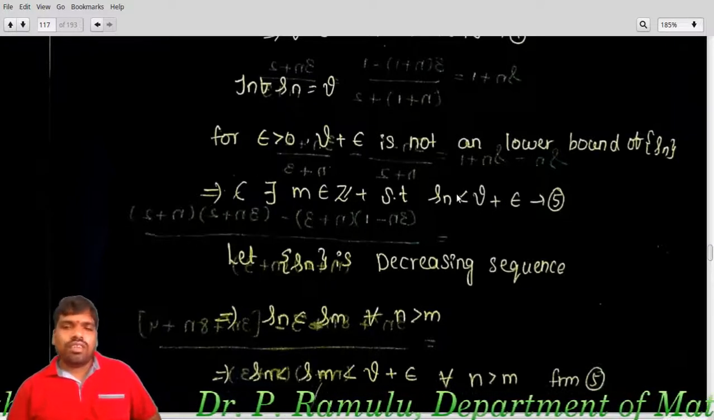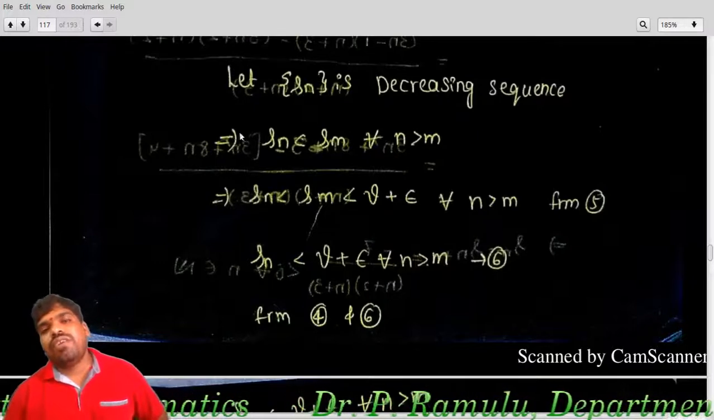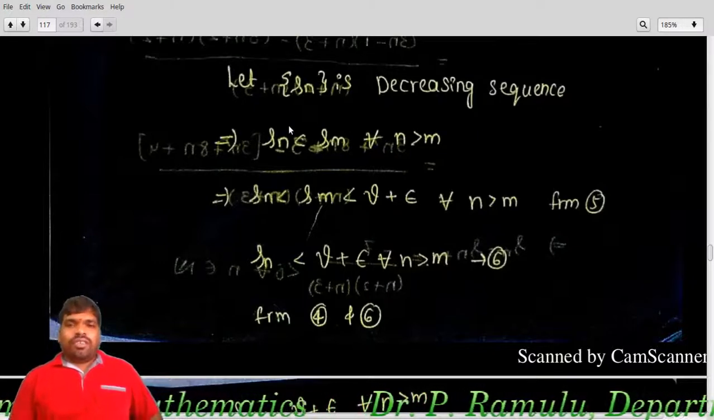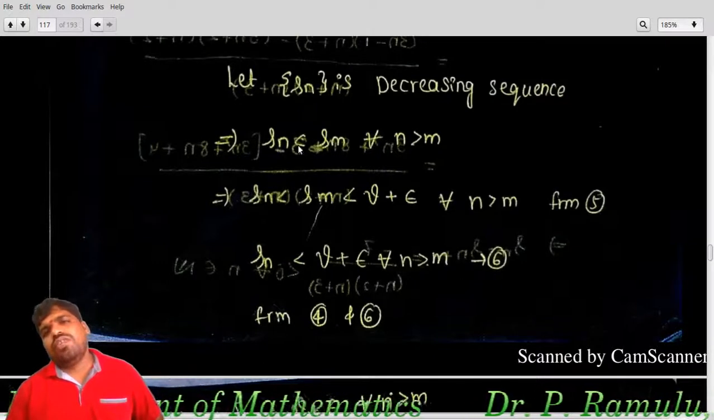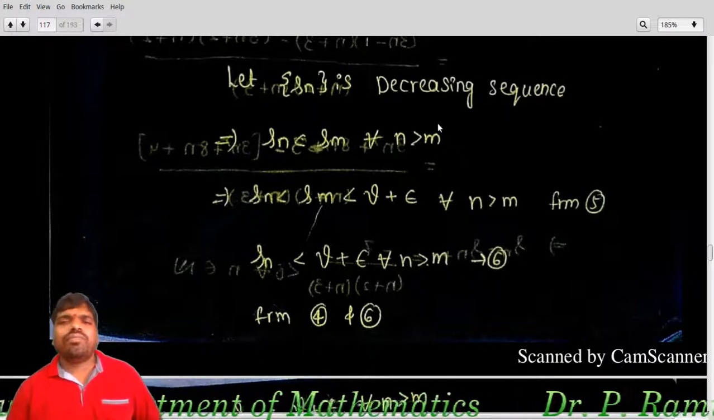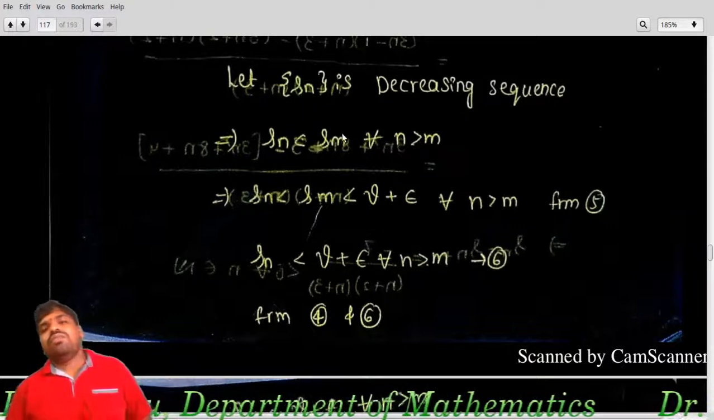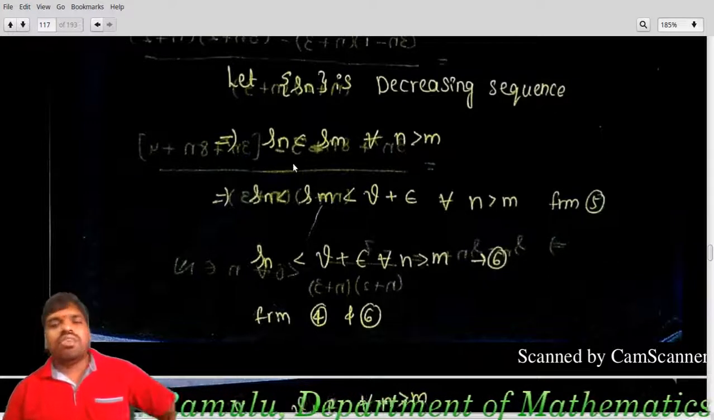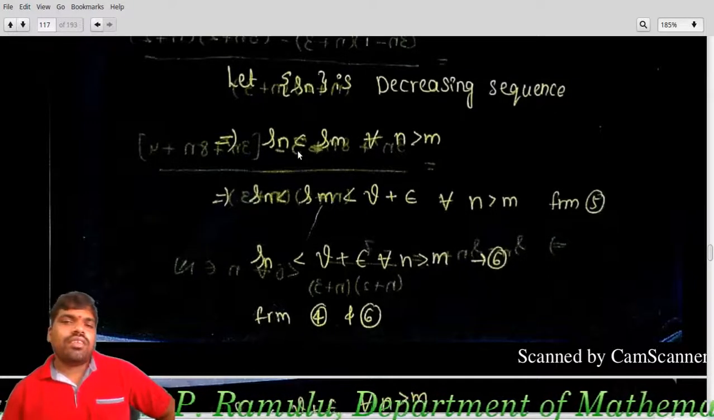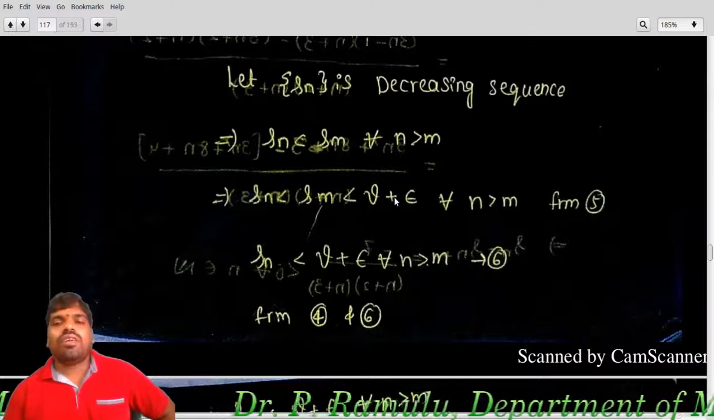This is Sm, right? Let Sn be a decreasing sequence, which implies Sn is less than Sm for n greater than m. Decreasing sequence means the terms of the sequence are decreasing. Which implies Sn is less than Sm, which is less than v plus epsilon.